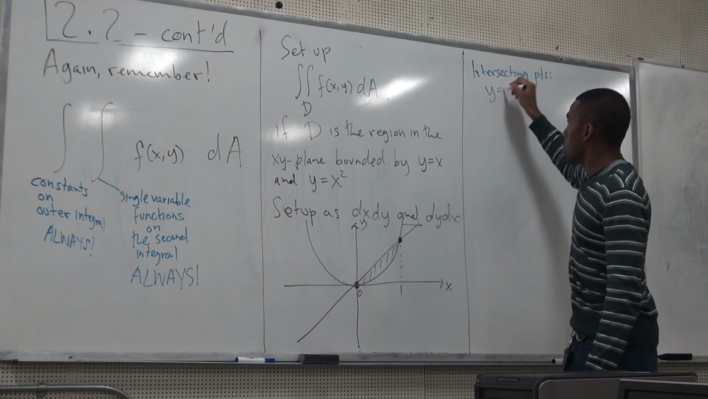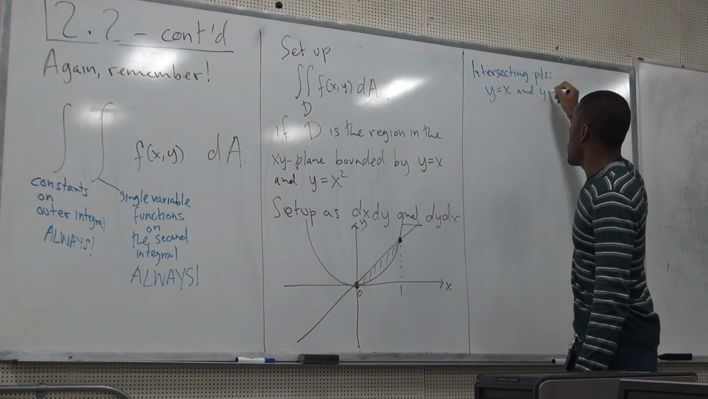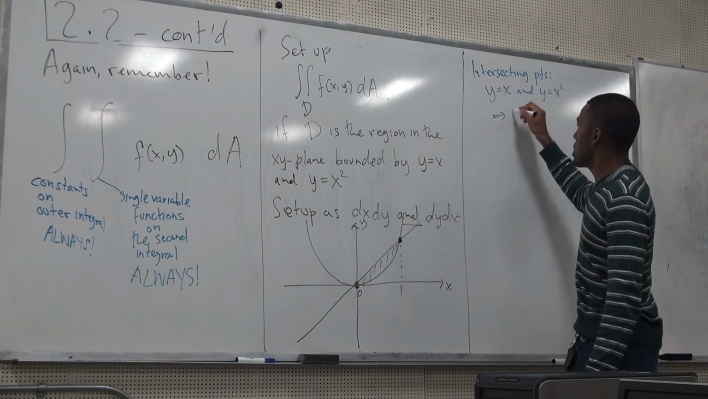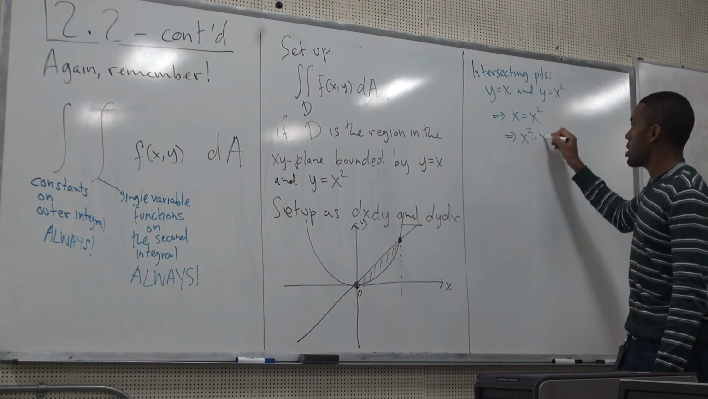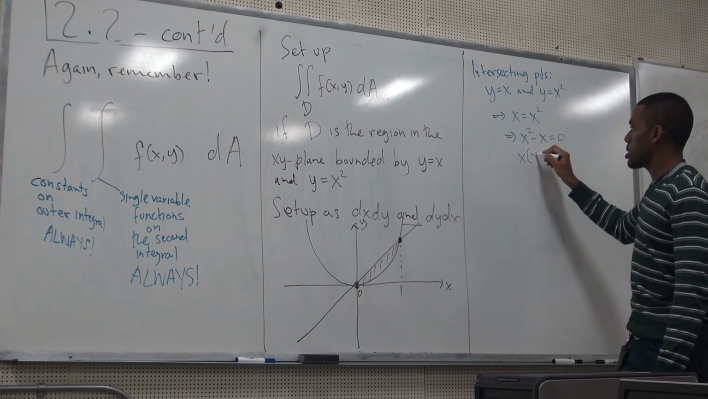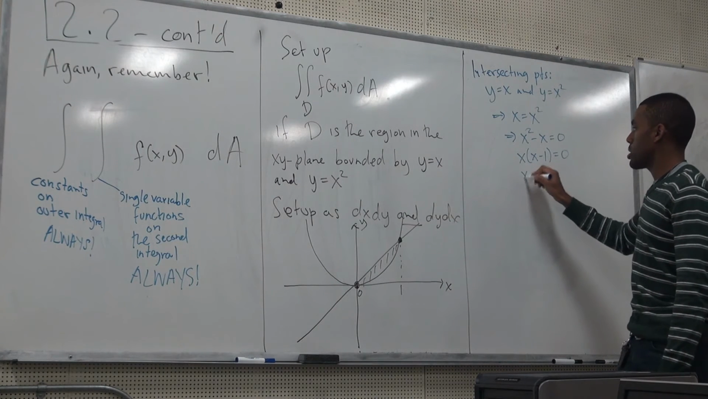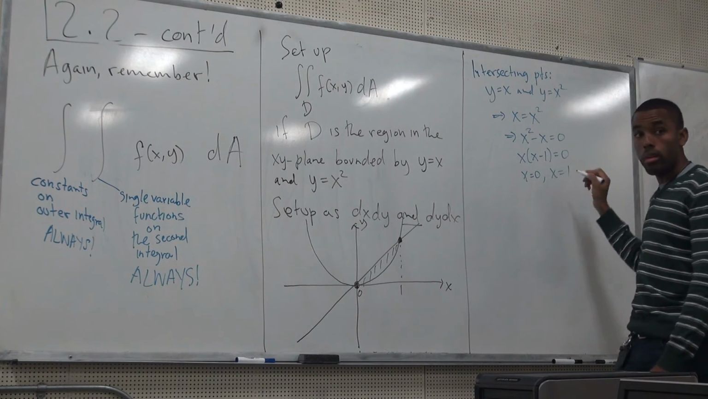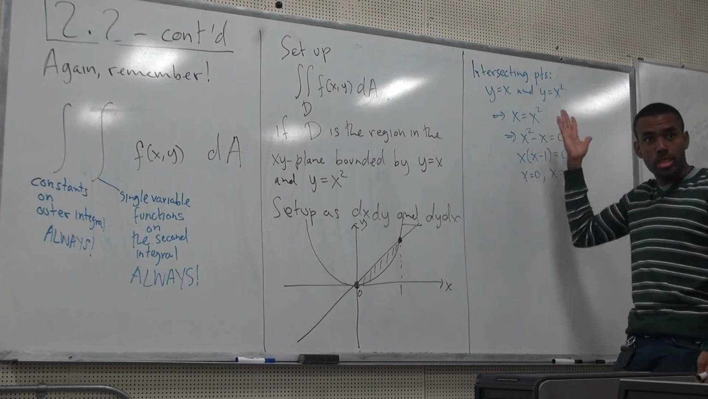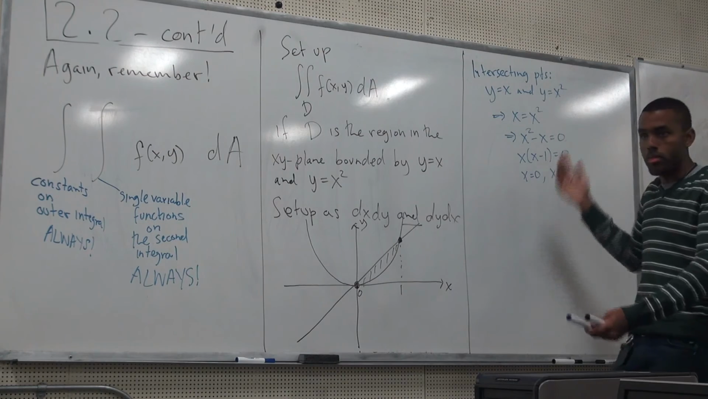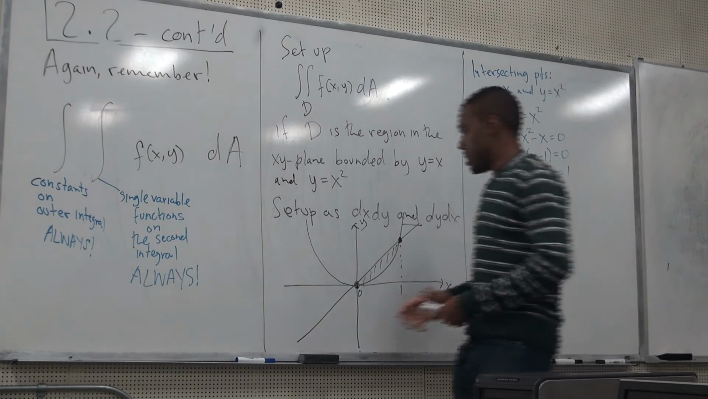That means if y equals x and y equals x squared, you want to set x equals x squared, in which case you get x squared minus x equals 0, x times (x minus 1) equals 0, so x equals 0 or x equals 1. Here it's obvious, but it's not always going to be obvious; sometimes you have to solve for it. This is how you would solve for it. Set them equal, solve for the values you need. Okay. Alright.